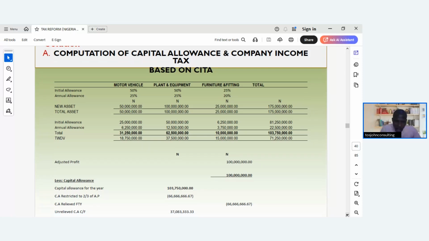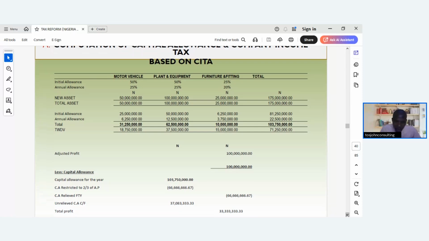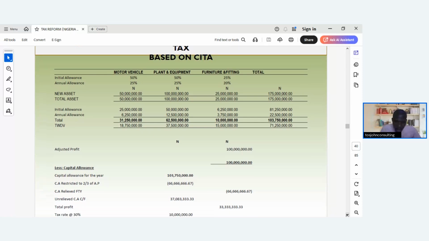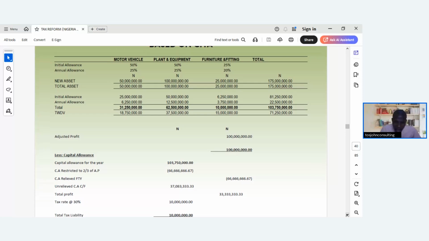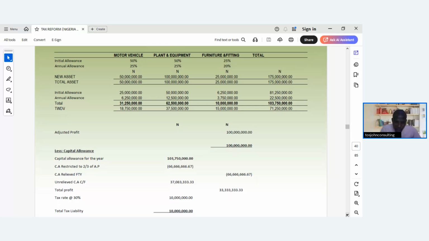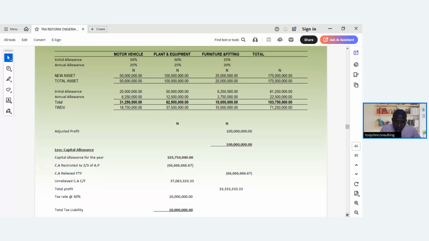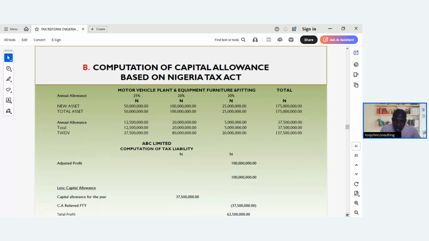So you can see the relief being granted, total profits that we have, then the tax rate of 30%. You can see what we have. That's 10 million. Tax liability is 10 million. So 10 million for CITA.